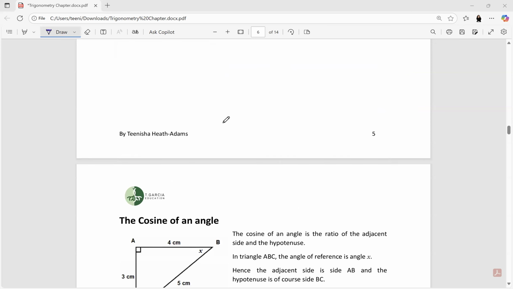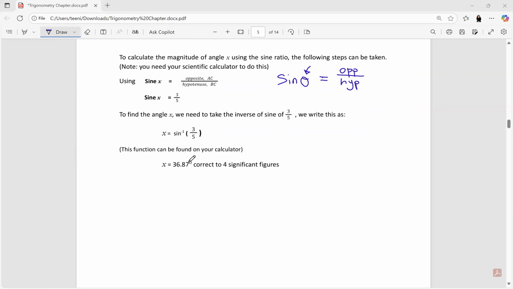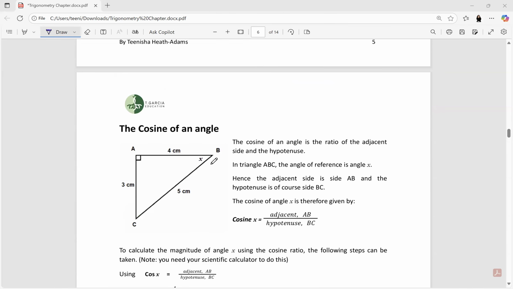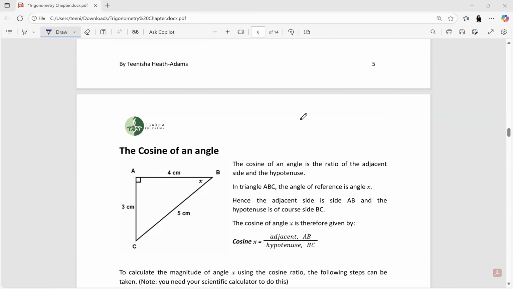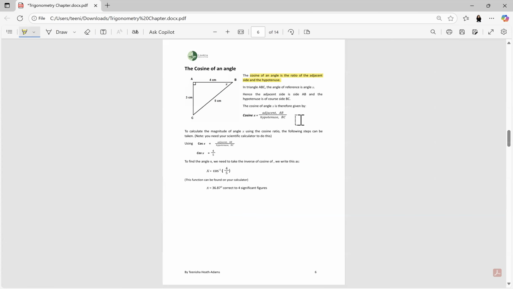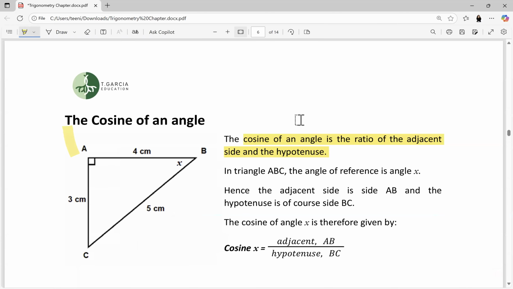Now take note of the answer that you got, which is 36.87. And now let's do the cos of it instead. The cosine of an angle is the ratio of the adjacent to the hypotenuse. So here, cosine of x is equal to adjacent over hypotenuse. In this triangle, the angle of reference is x.